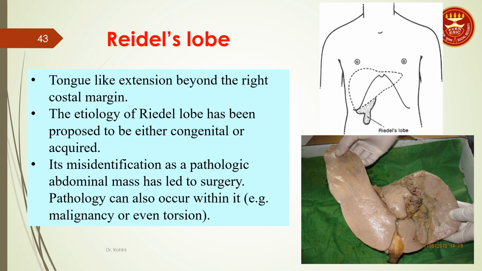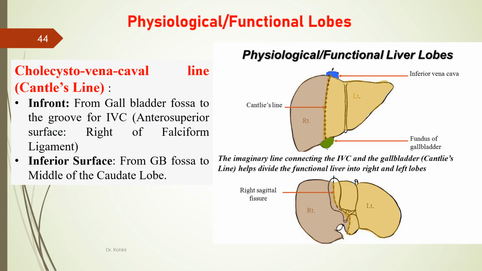Okay, you can remember here, it is an extension of the liver beyond the right costal margin. Usually this inferior border extension beyond the right costal margin, a tongue-like extension, is Riedel's lobe. For many years, the segmental anatomy of the liver was of little importance.